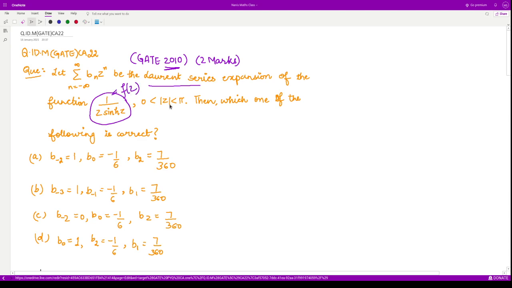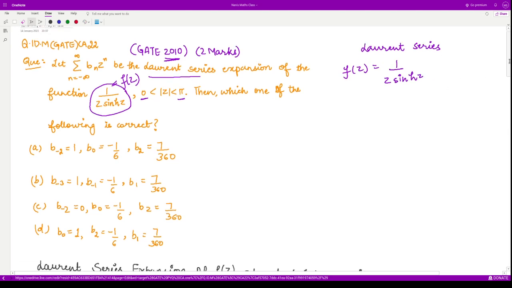And the magnitude of this function is only defined between the points 0 and pi, so it does not include 0 and the point z equal to pi. Then they are asking which one of the following is correct. So here we have to look up the Laurent series expansion for the given function f(z) equal to 1 upon z sinh z.